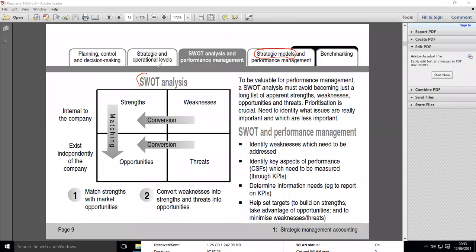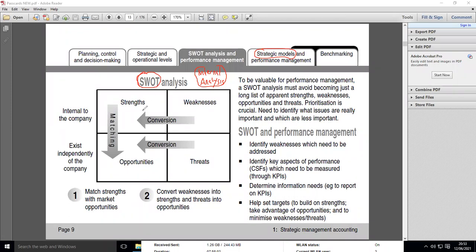We have some models that traditionally we use in the strategic management process. A number of you can remember the concept called SWOT analysis. When you are doing your strategic planning, and you are doing your internal analysis and the external analysis, one of the tools that you use to understand where you are when you're doing your position audit is a SWOT analysis.